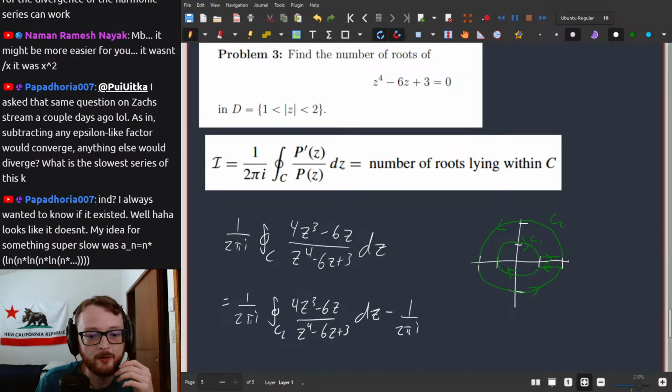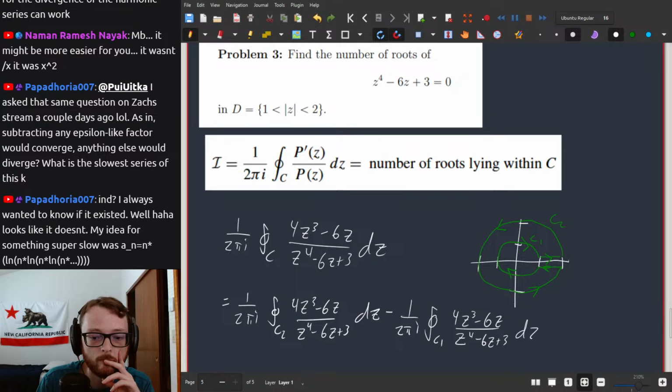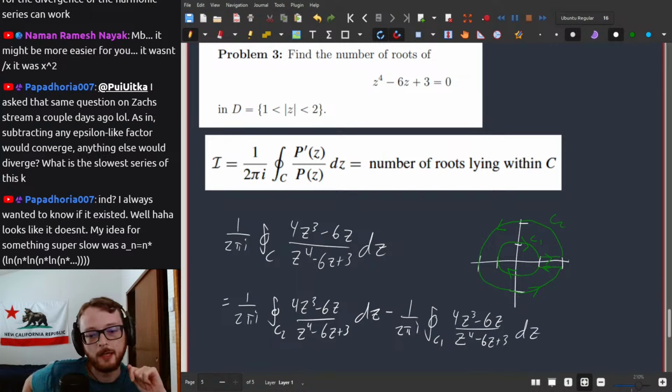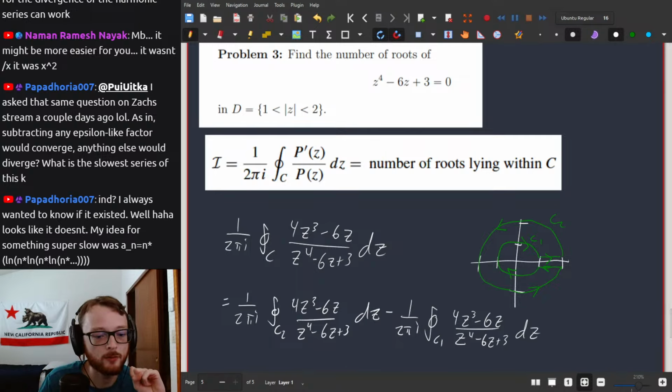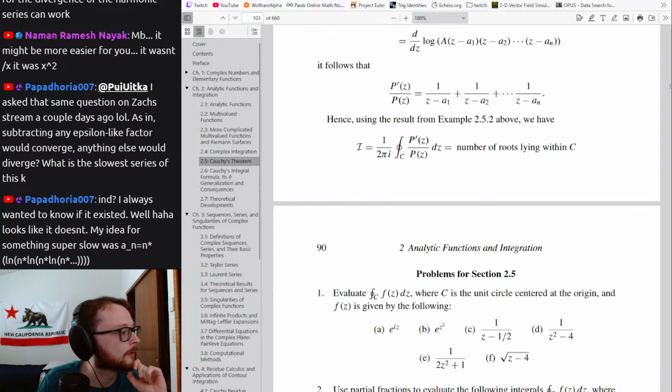We get a minus sign here because of the orientation of C1. And that's a good thing. How do we actually do this integral, though? Seems like a problem, right? Is there a trick? Because it's p prime over p?